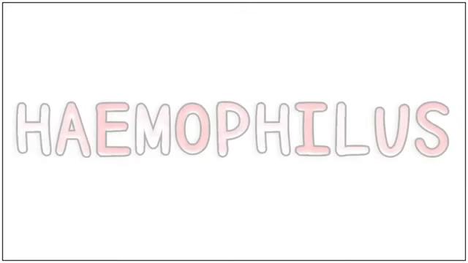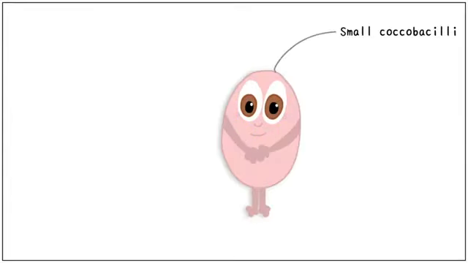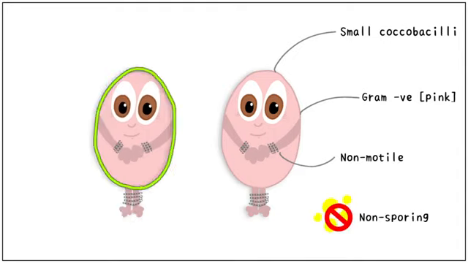Hey everyone, today we're going to look at another important organism, Haemophilus, of which Haemophilus influenzae is the most important species. It is a small cocobacilli and it is pink in color or gram negative. Its hands and legs have been tied up, indicating it is non-motile. It is a non-sporing organism.